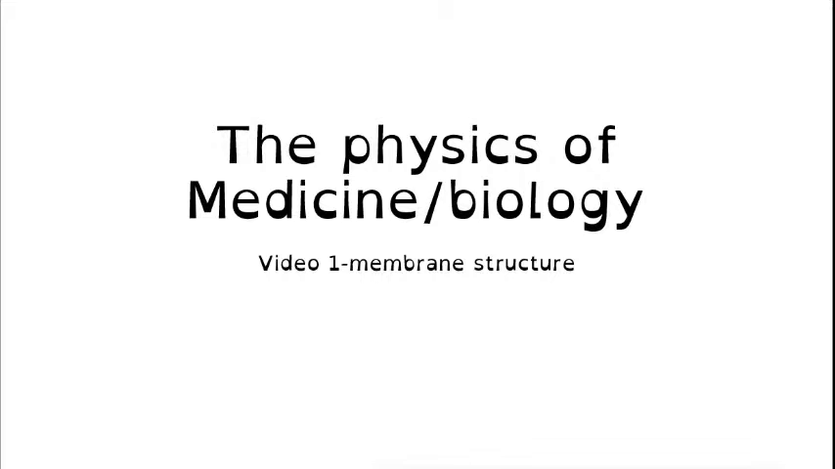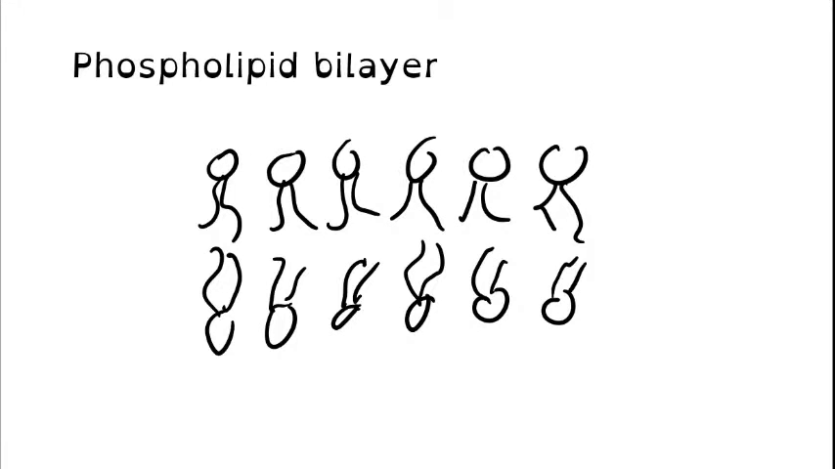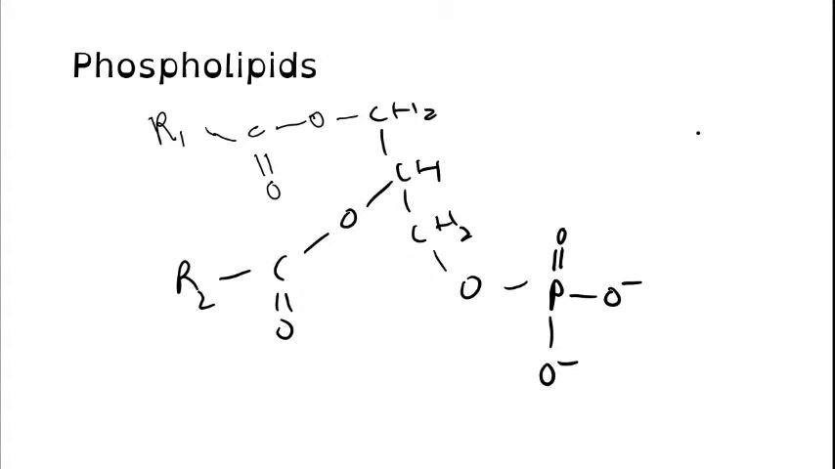So the membrane structure. We probably all know that a membrane consists of a phospholipid bilayer. We have the hydrophilic, which means water-loving, heads, and the hydrophobic tails. So this is a bilayer of the membrane. The phosphate groups look like this, so this is a phospholipid.